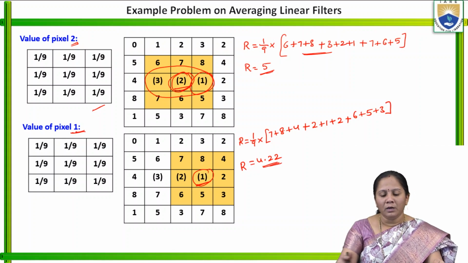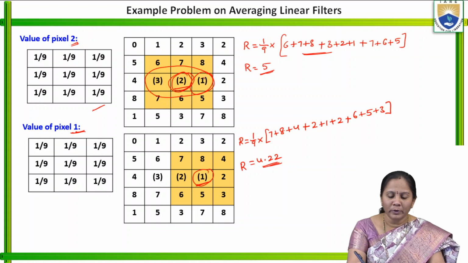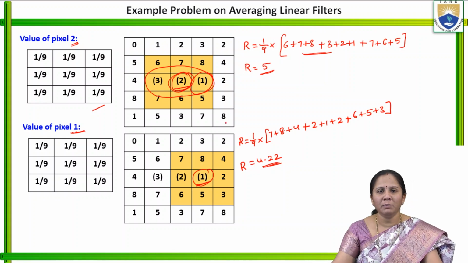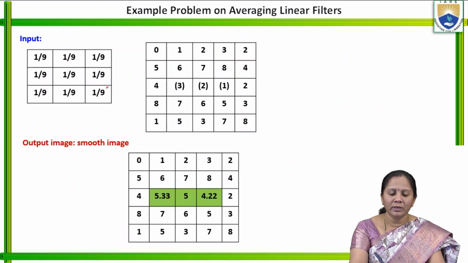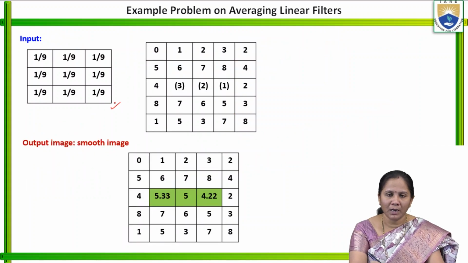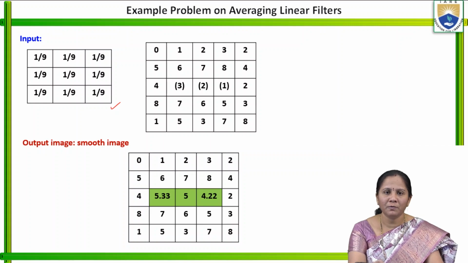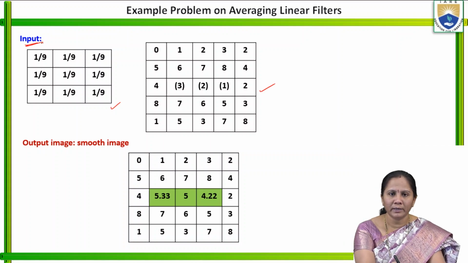So in the output image, only these pixels need to be modified, whereas the remaining pixels present in the image will remain the same. Here, this is the input mask we have considered, the standard average filter, and this is the input image they have given. So this is the input data.